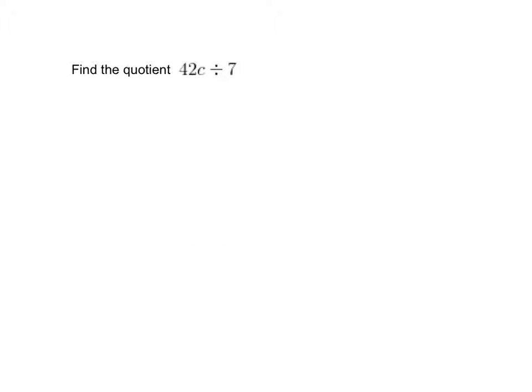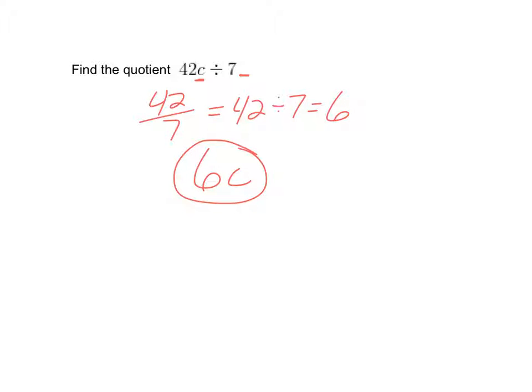Now when we're dividing, we divide our numbers first. 42 divided by 7, which again is the same as 42 divided by 7 here, and we would get 6. Now c doesn't have anything to divide it with because I can only divide c by another c. So c is just going to be along for the ride, and our answer is going to be 6c.